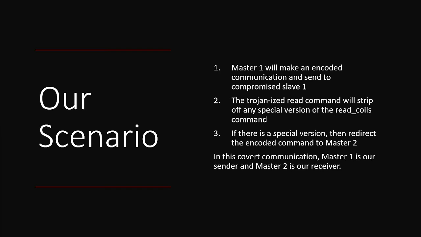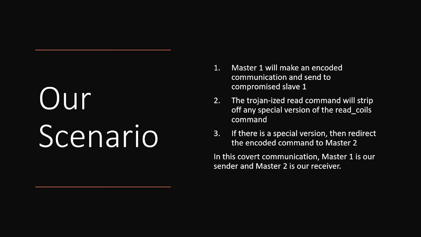This compromised slave is something that we had infected at some point and potentially modified the firmware, and we were able to inject some additional code. The Trojanized code in this slave will read the command and strip off any special version of the read coils command, so whatever we're considering our encoded command. Then it's going to send that special version it stripped off, and whatever values from that, to master 2.